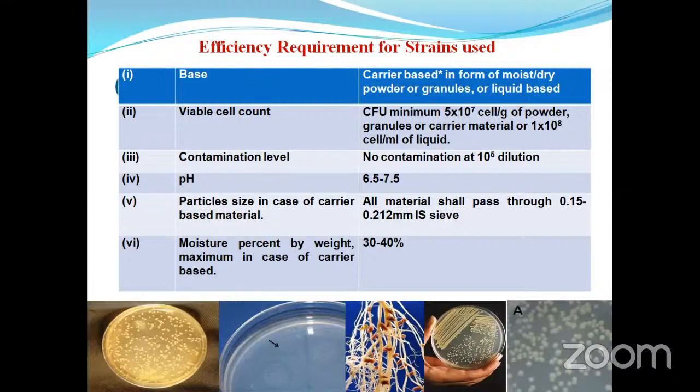Contamination, obviously, there should not be any contamination. pH should be near neutral, 6.5 to 7.5. That is neutral pH, which is helpful for survival of microorganisms, and this is not detrimental to plants also. Particle size, in case of carrier-based material, some particle size sieves are there, and moisture holding capacity, which I said, like 30 to 40% should be there for the moisture holding capacity of the carrier material.